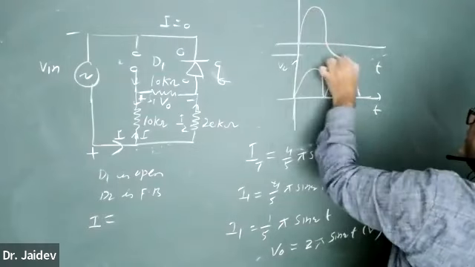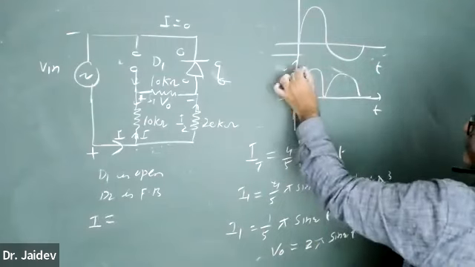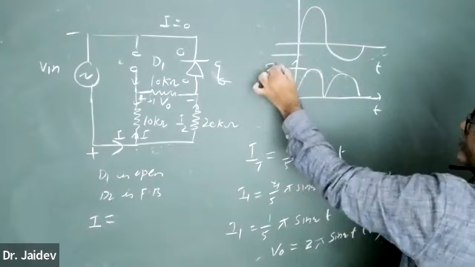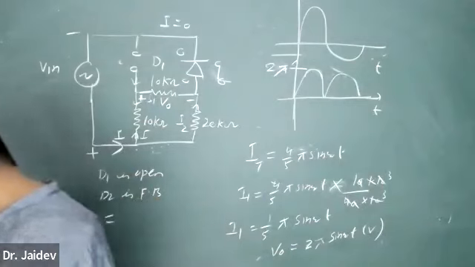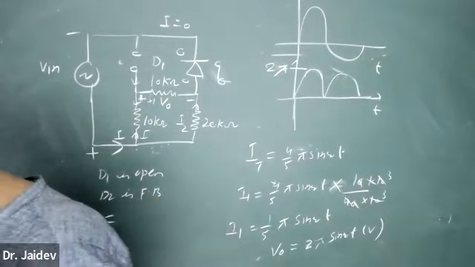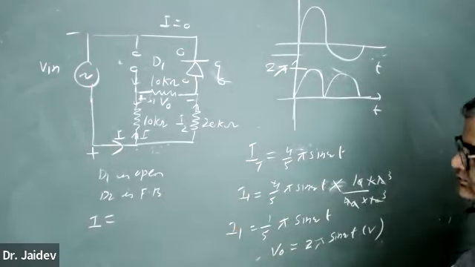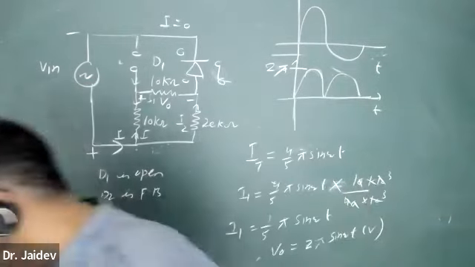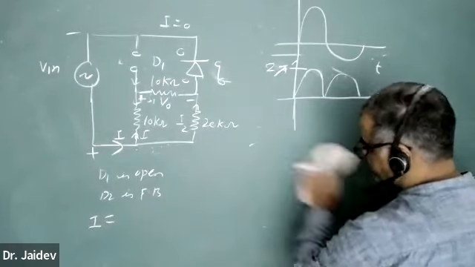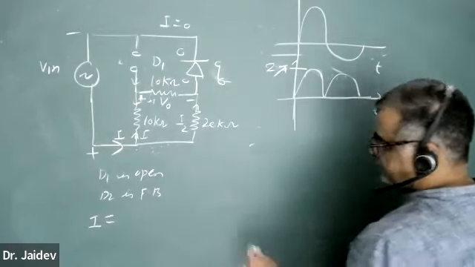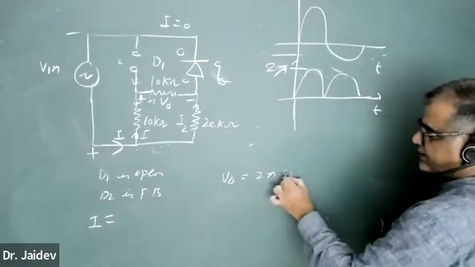Okay. Now you can tell me what is the value. The first value is 2π sin ωt. So this is your peak value, 2π. In the first case the peak value is 2π. Second case, tell me what is the value. Now I'm writing here. I am writing here, 3π sin ωt. Very good. First is your 2π sin ωt.